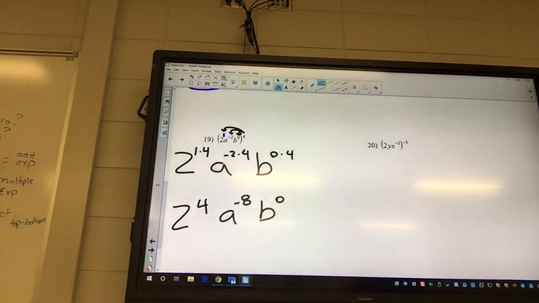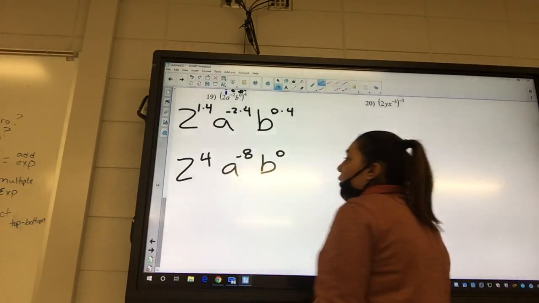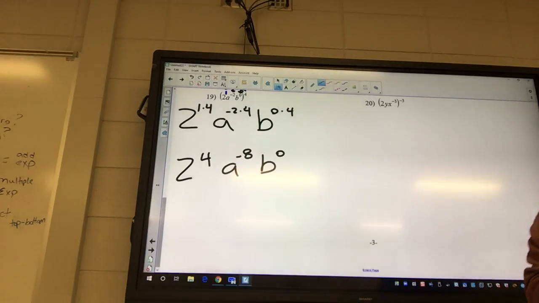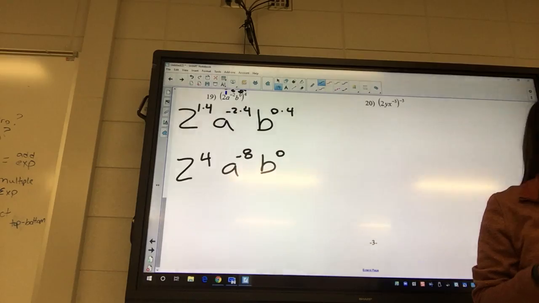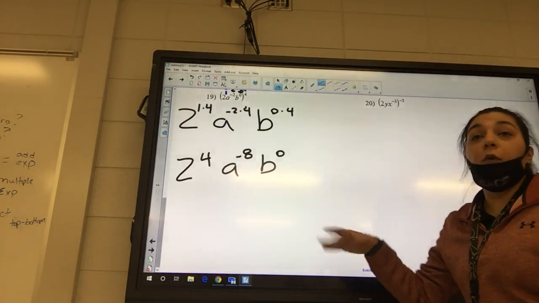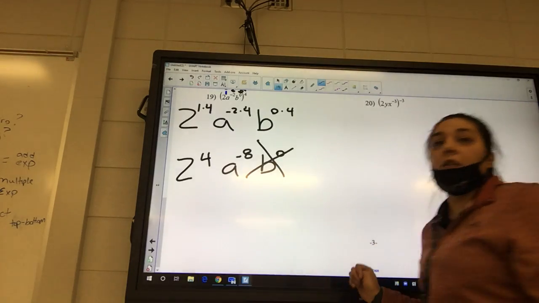Do we have any negatives? Yes. Do we have any zeros? Yes. So we need to do some simplifying. What happens to a 0 exponent? It's a 1, or you could cross it out. Either way it's going to end up being the same, and in this case it's easier to cross it out.